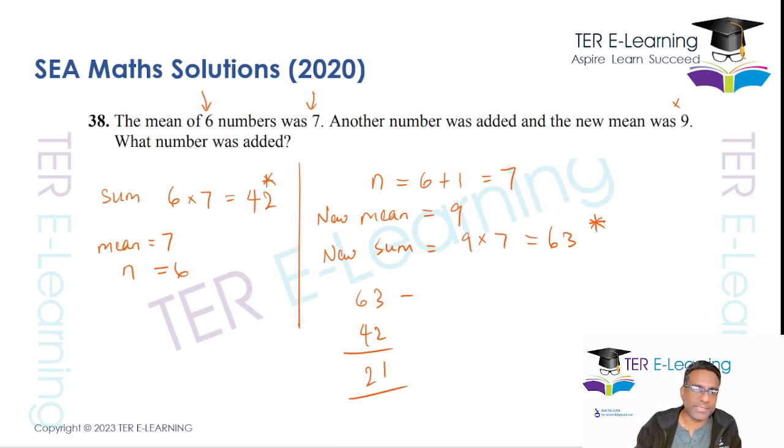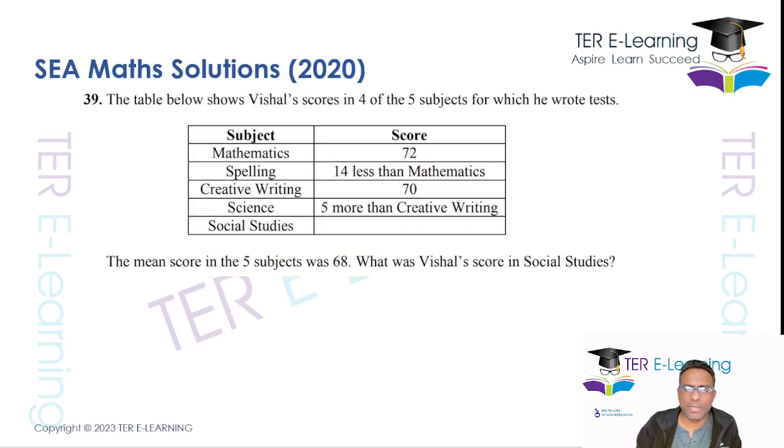So that's 38. 39, what do we have here? The table shows Vishal's scores in 4 of the 5 subjects in which he wrote tests. The mean score of the 5 subjects is 68. What is Vishal's score in social studies? So the mean score of the 5 subjects is 68, so we can work out the sum, right? You can use that to work out the sum. All you need to do is to take 68, the mean, multiplied by the 5 subjects.